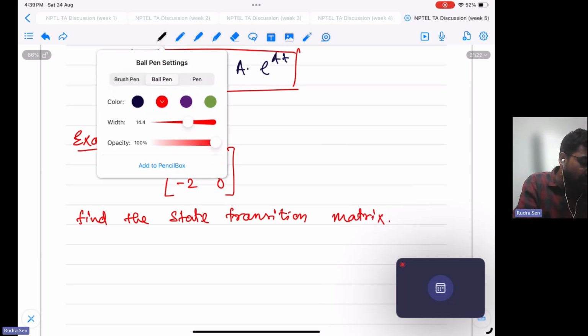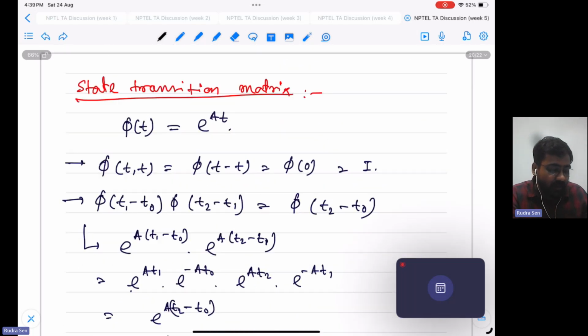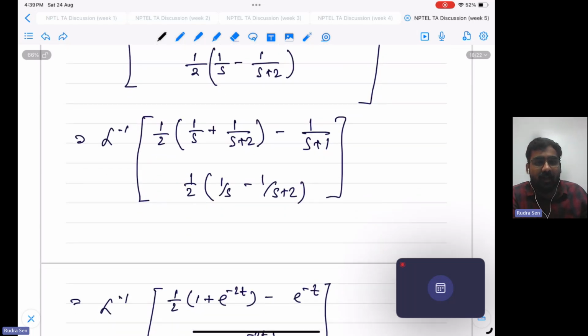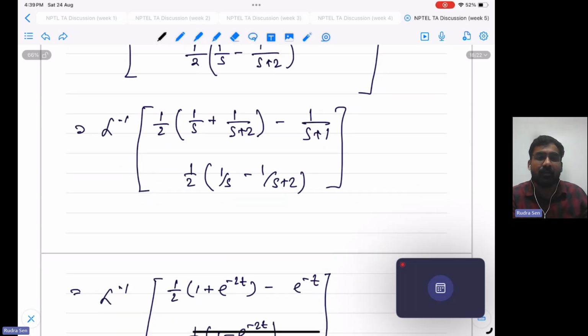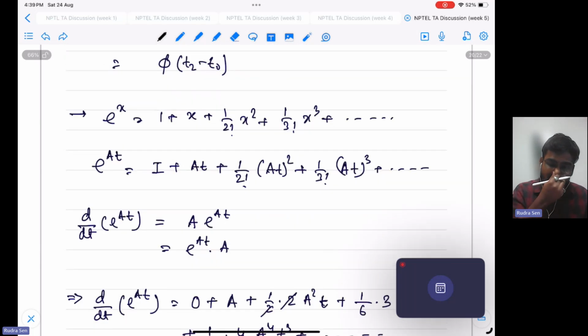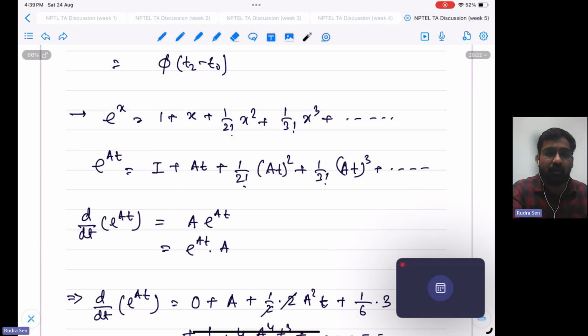Now here we will find the state transition matrix. In the previous example we have seen that you just have to find (sI - A) inverse and take the Laplace inverse of that (sI - A) inverse. You will get e^(At). Now here we will try to find this state transition matrix using this series. Using this series, we are basically trying to find out this state transition matrix.